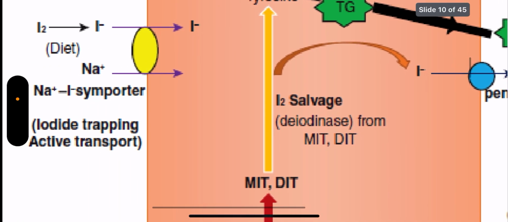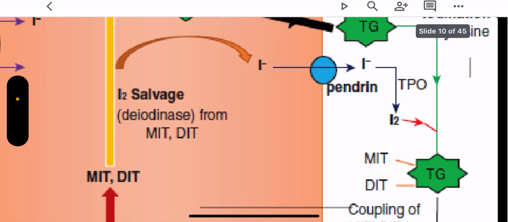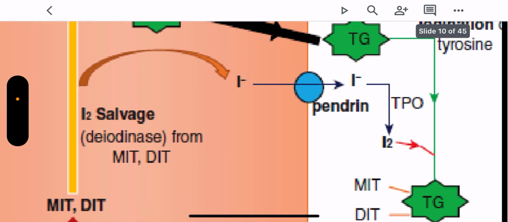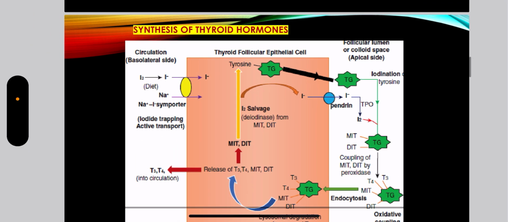Iodide enters from circulation inside the epithelial cell with the help of sodium iodide symporter, and from the epithelial cell it enters via pendrin. It gains entry towards the follicular lumen, towards the apical side, as you can see here. This pendrin is a chloride iodide exchanger. It is a transport process basically.